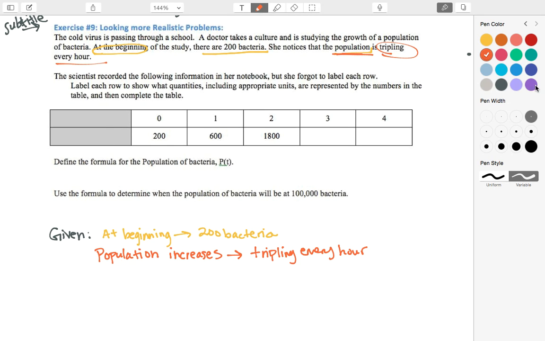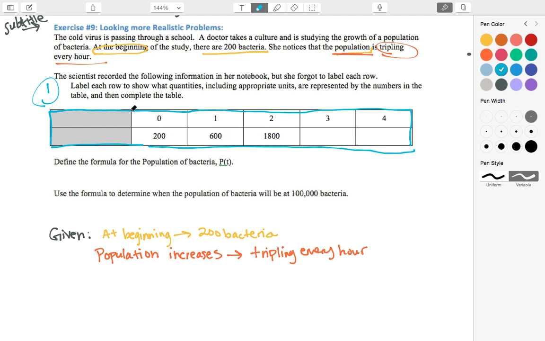And then what we need to do first is go ahead and label each row to show what quantities, including appropriate units, are represented by the numbers in the table, and then complete the table. Okay, so right here, this is the first step. So in your notebook, after you've written down the givens, go ahead and copy this chart as best as you can in your notebook, like so. I'm just going to highlight it so you can kind of see what I'm requiring you to copy down.